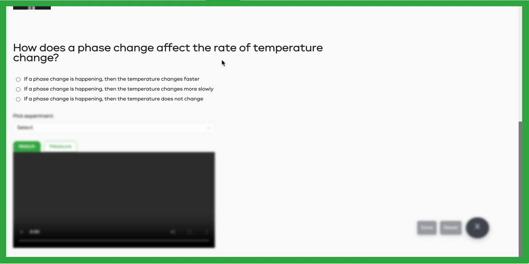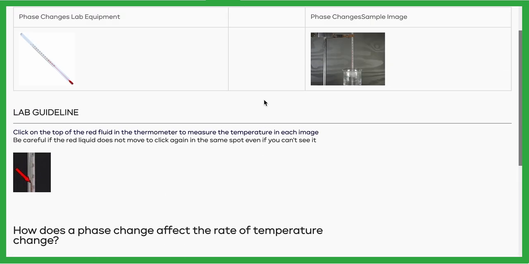A phase change is the change in state, either from solid to liquid or liquid to gas. It could be solid straight to gas, that's called sublimation. So melting, boiling, those kinds of things, those are phase changes.